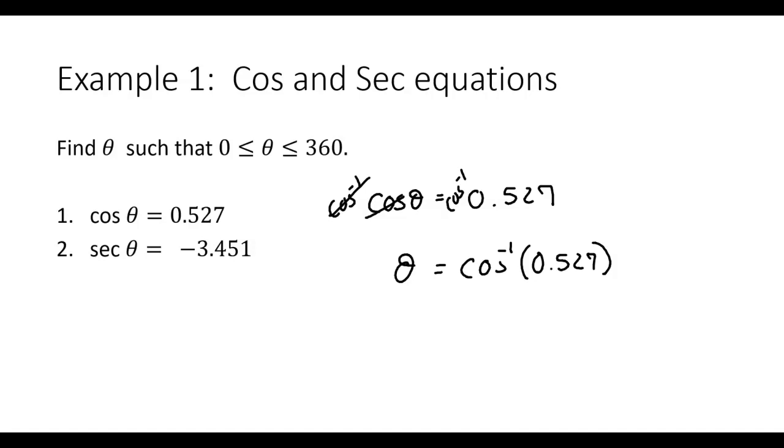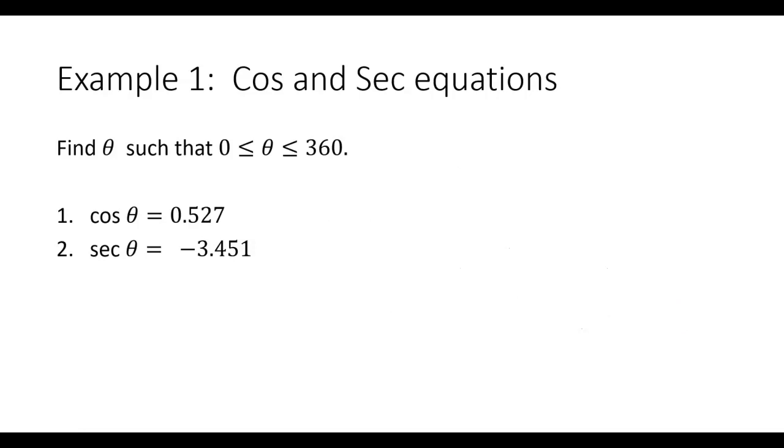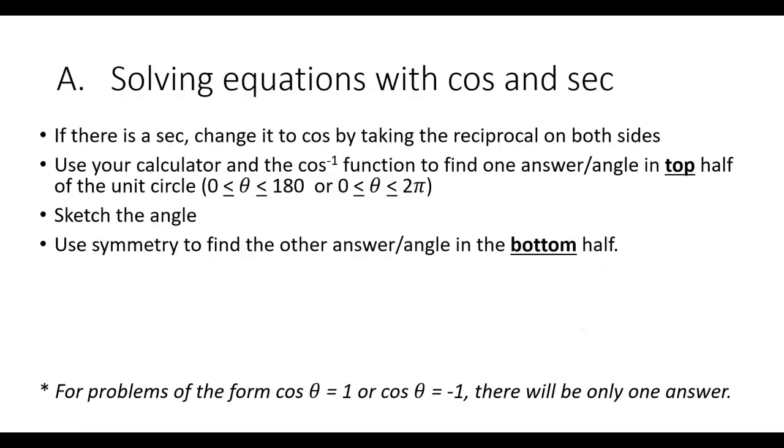I'm punching it in right now, and I get 58.197, and we're just going to round it to the nearest degree. So I'm just going to say it's 58 degrees. Okay, so that's one of my answers. So I've already done the first two steps. Let me take you back and show you our steps real quick. If it's secant, then change it to cosine. We didn't do that step because I'm not doing secant right now. But I just used my calculator and the arc cosine function to find one of my answers in the top half of the unit circle.